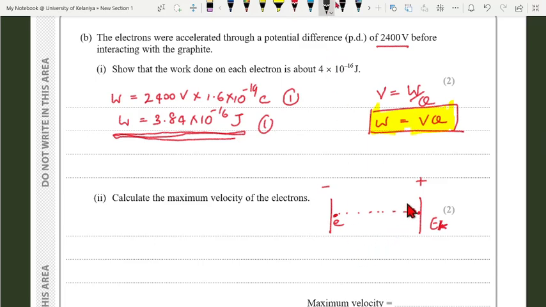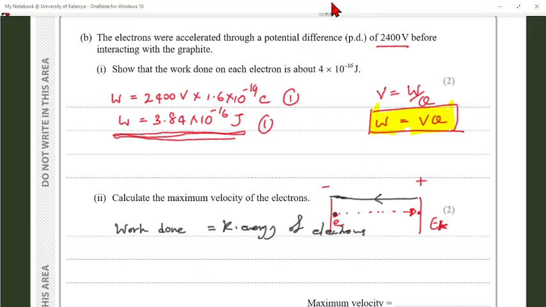If I explain a bit more, here we have an electric field and the work done by this electric field. So our electron is accelerating through these two plates. So the work done on electrons is equal to the kinetic energy of electrons, right?